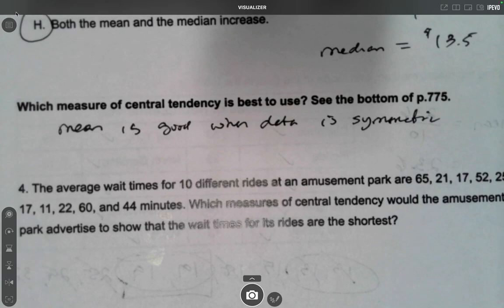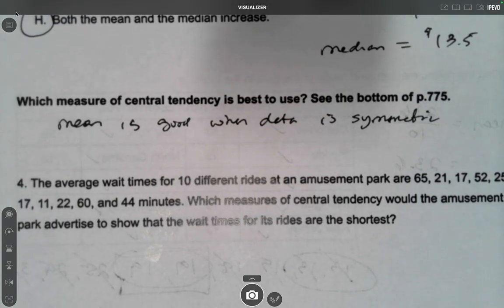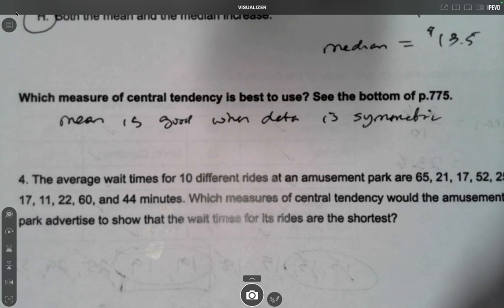So if we were to take a look at the ages of every middle school student, the mean is pretty good because pretty much all 6th graders are 11 or 12, all 7th graders are 12 or 13, all 8th graders are 13 or 14. So that's going to be pretty evenly spread out throughout the middle school. So the mean would be good if we want to know the average age of a middle schooler.